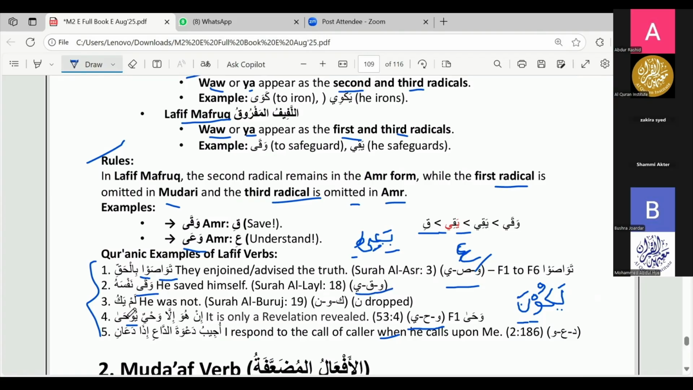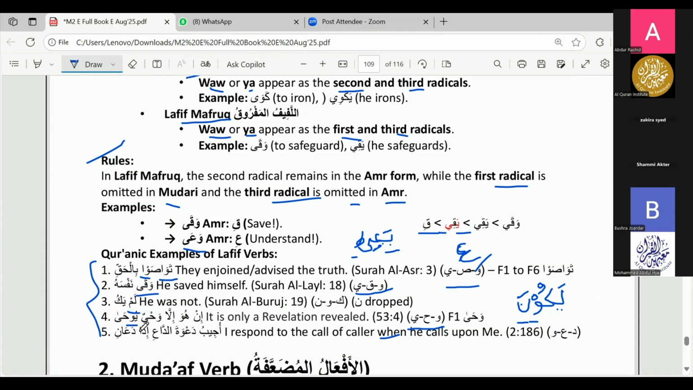The next example, la yaku. So here, it means he was not. Here, the noon dropped. As you can see, yakuna was the actual verb. And because of the mazum form, the noon drops. And because waw is the weak letter, waw drops as well. So yaku. This is the mazum form because we know that lam makes the mudari mazum and also gives the meaning in negative.